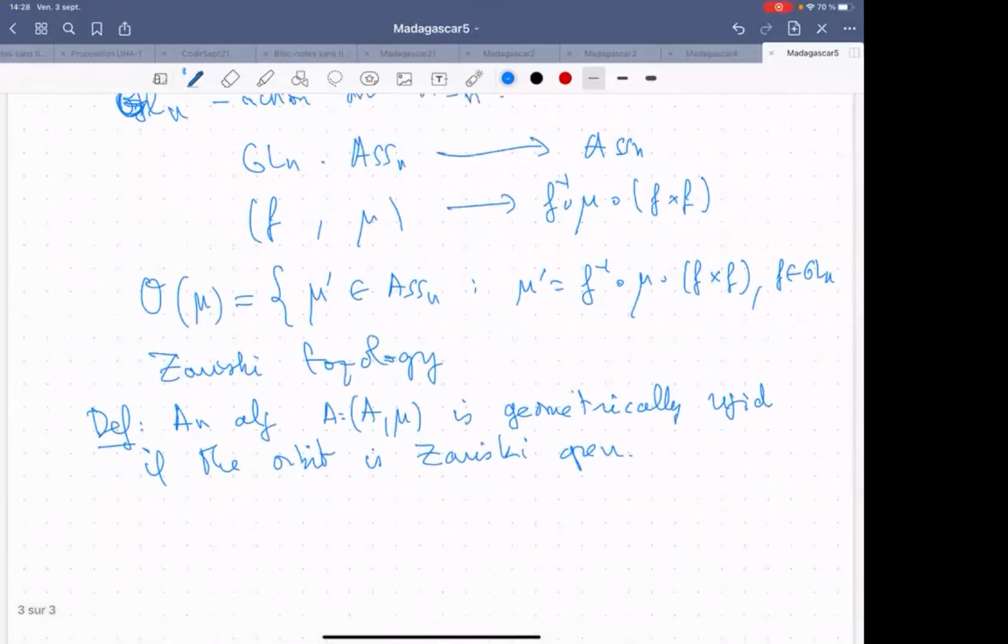And now, what is the connection of this geometric rigidity to the algebraic rigidity I mentioned already? In fact, if you have algebraic rigidity, rigidity implies geometric rigidity.